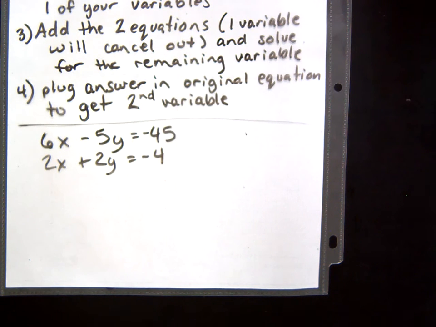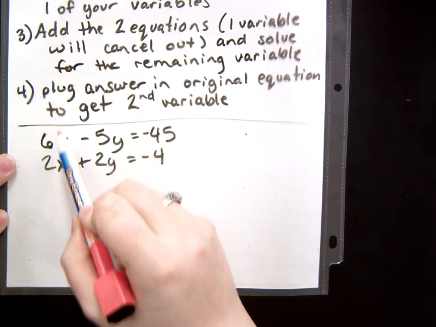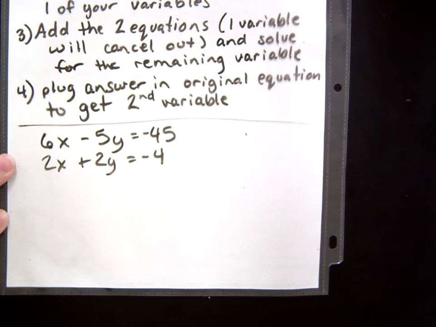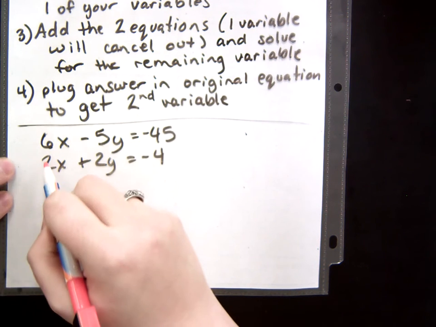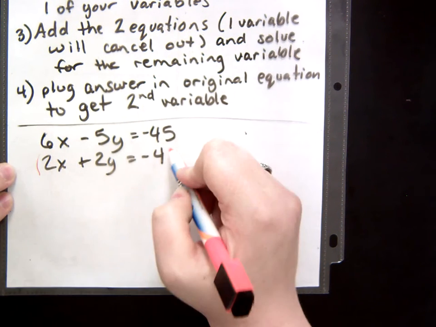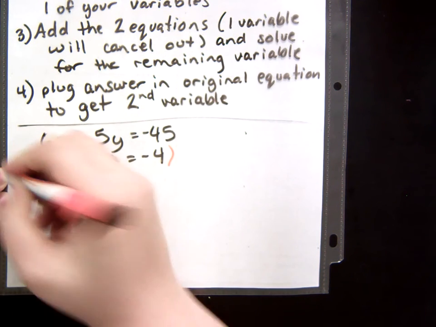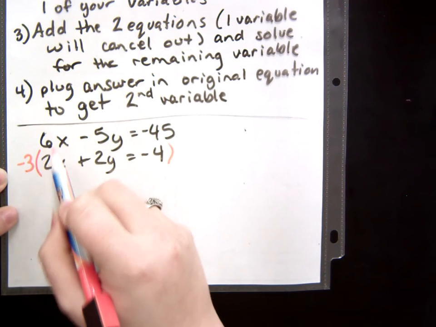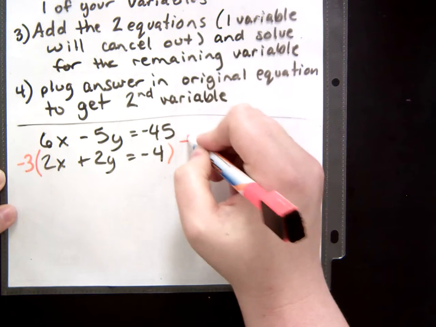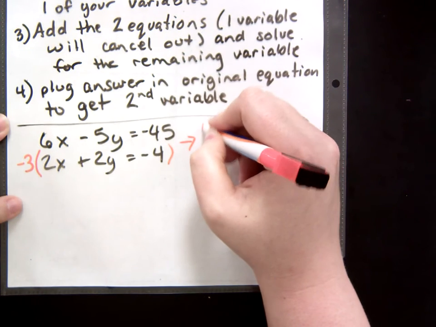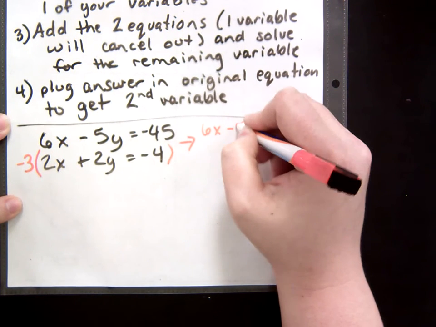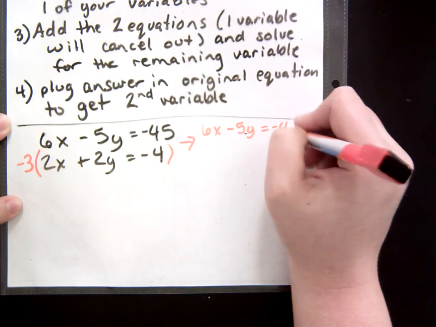Now in this problem, there's more than one way you can do it. I can choose to eliminate the x's or eliminate the y's. In this problem, I'm going to choose to eliminate the x's because I know that if I multiply this bottom equation by a negative 3, I'll end up with negative 6x, and that will cancel it out. So I'm going to rewrite my equation over here. Negative 6x minus 5y equals negative 45.